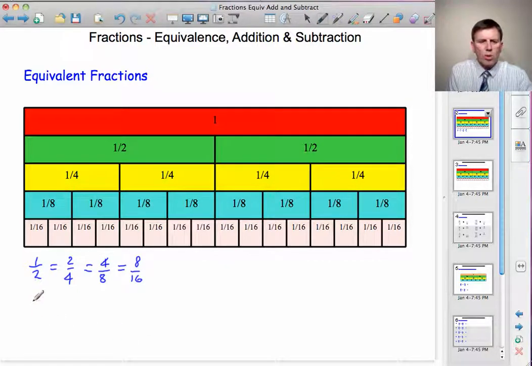What about a quarter? Have a look. What is a quarter the same as? It's the same as 2 eighths. Or it's the same as 1, 2, 3, 4 sixteenths. Right, let's take a few different fractions. What about 3 eighths? 1, 2, 3 eighths. What's that the same as? Well, we can say it's the same as 6 sixteenths.